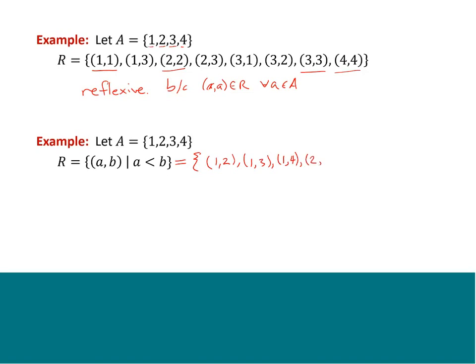We started the first position with a 2, we could have 2, 3, we could have 2, 4, and if we started with a 3, we could have 3, 4, and we can't start with a 4 because there's no number in that building set A that's bigger than 4. Okay? Now, even without writing out those ordered pairs, could we have determined if this particular example of a relation was reflexive or irreflexive?